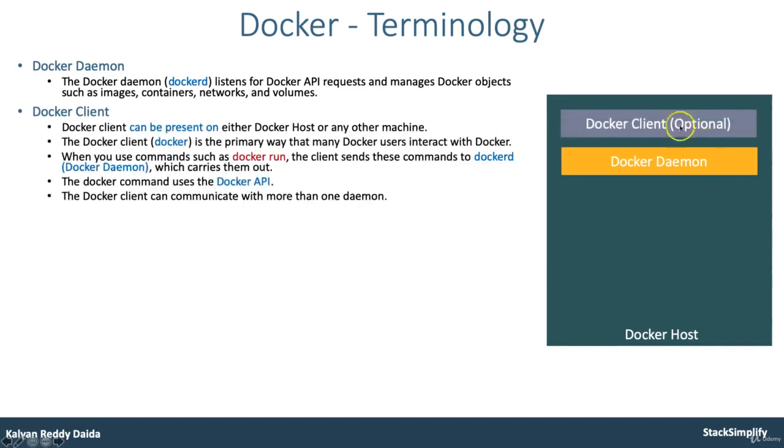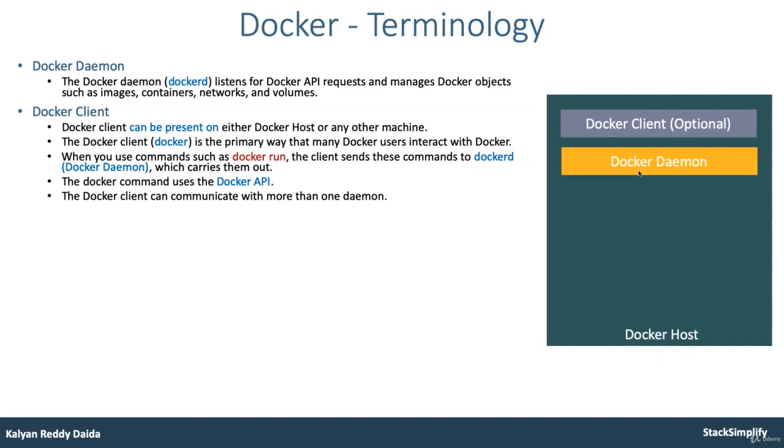The next is the Docker client. The Docker client is an optional thing in the Docker host. We can either install it on the Docker host or on our own desktop, and using the Docker client we will be able to communicate with the Docker daemon. So the Docker client can be present on either the Docker host or any other machine.